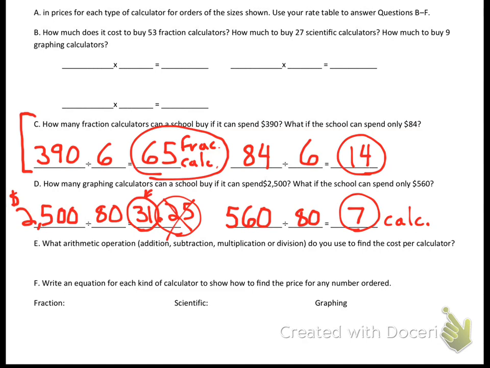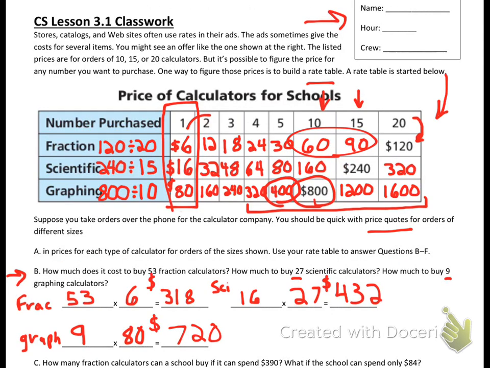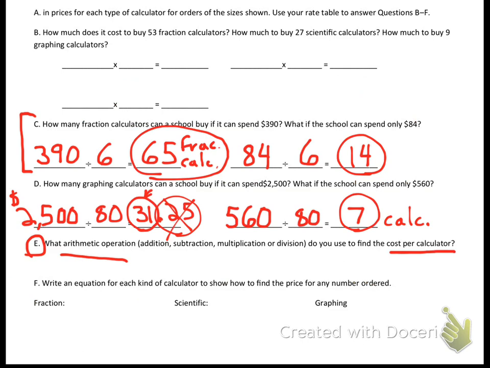Now, what arithmetic operation, addition, subtraction, multiplication, or division, did we use to find the cost per calculator? And this actually goes back to when we first made our table. How did I find the cost of the individual calculators? I took the amount it cost for 5 or 10 or 20, and I divided by the number I had. So let's go ahead and put that in there.